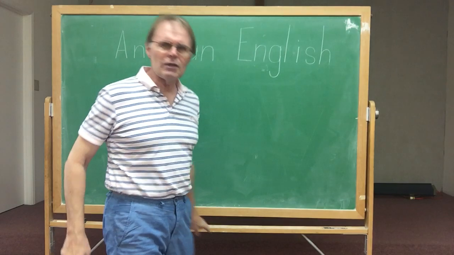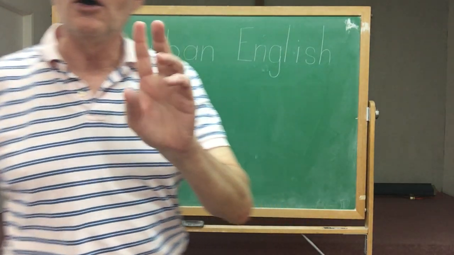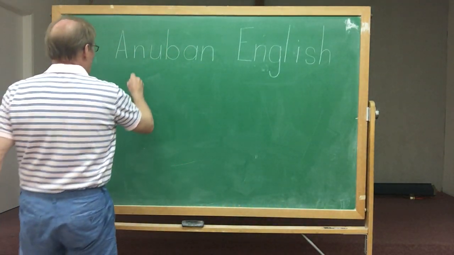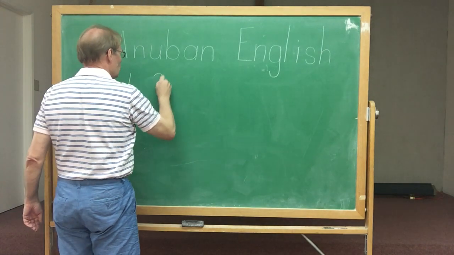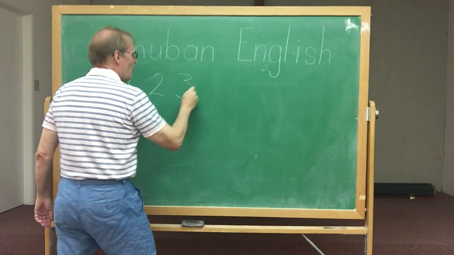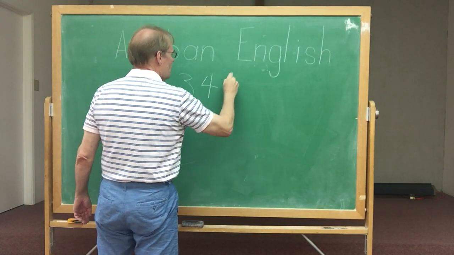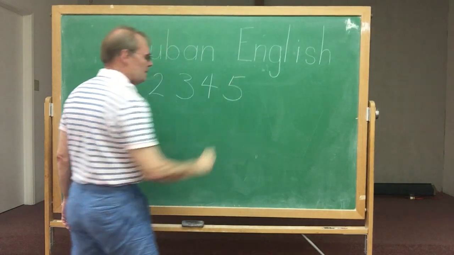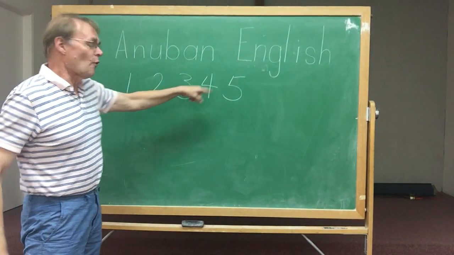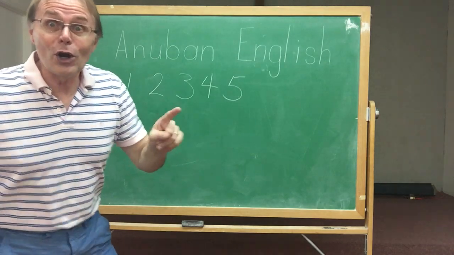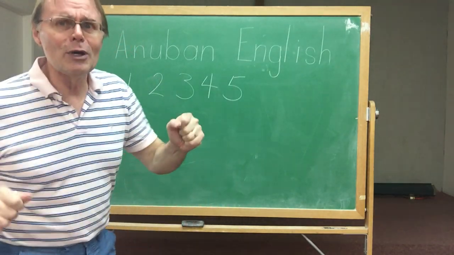All righty, there. So now we're going to try this again. I'm going to do the number one. Four. Let's do this. One, two, three, four, five. Okay, one, two, three, four, five. Now let's do it again.